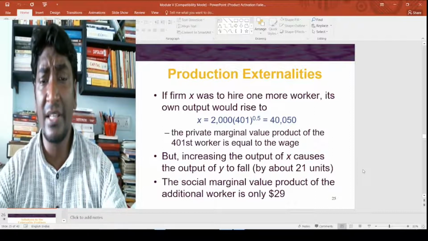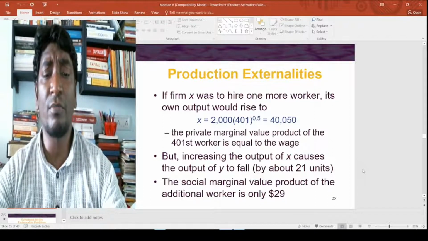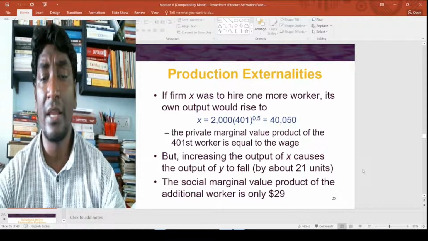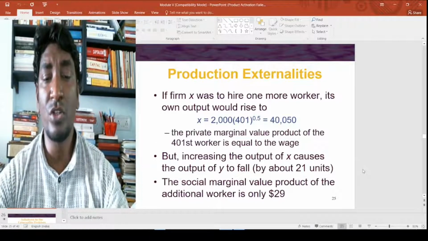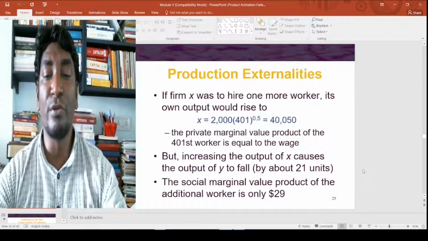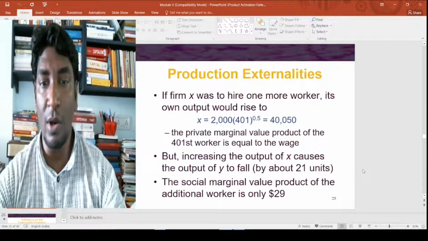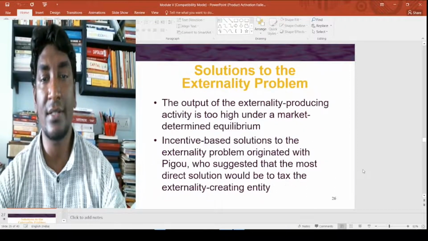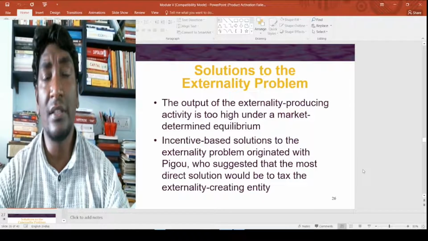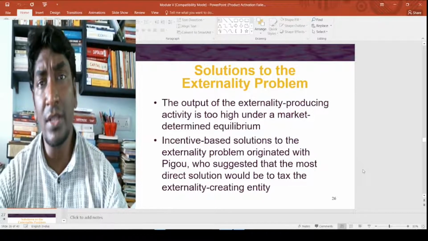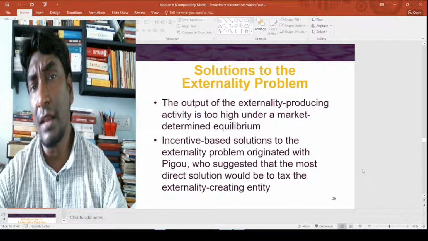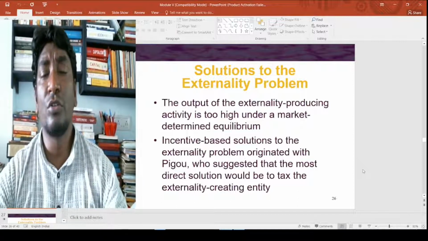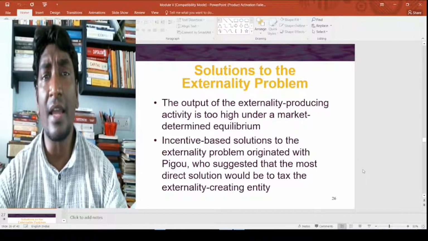But increasing the output of X causes the output of Y to fall, by about 21 units. The social marginal value product of the additional worker is only 29. So this is posing a serious mismatch, which one can unearth from this particular calculation. So this is the baseline of the externality.